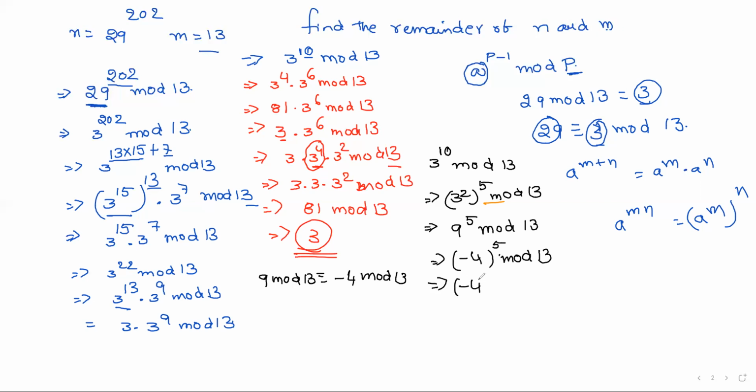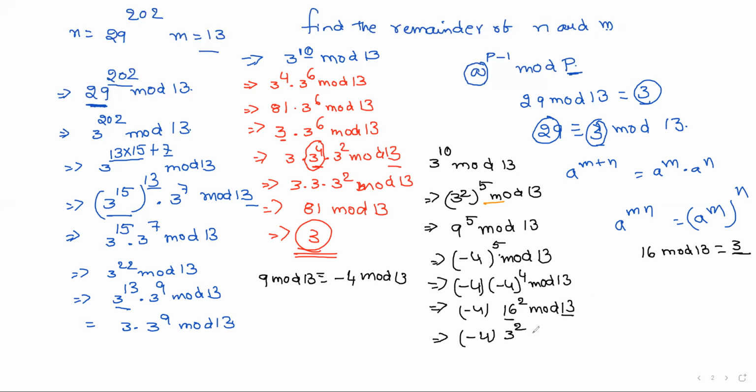So for example, minus 4 into minus 4 power 4 mod 13, to make the power an even number, that is to reduce the minus. Simply, what is the answer? Minus 4 power 4 is 4 into 4, 16, 16 square. Simply the answer is 16 square mod 13. Again, 16 square is 16 into 16, 256. In simple terms, you can write 16 mod 13. The answer is simply 3. So minus 4 into 16 mod 13, the answer is 3. So you can write 3 square.